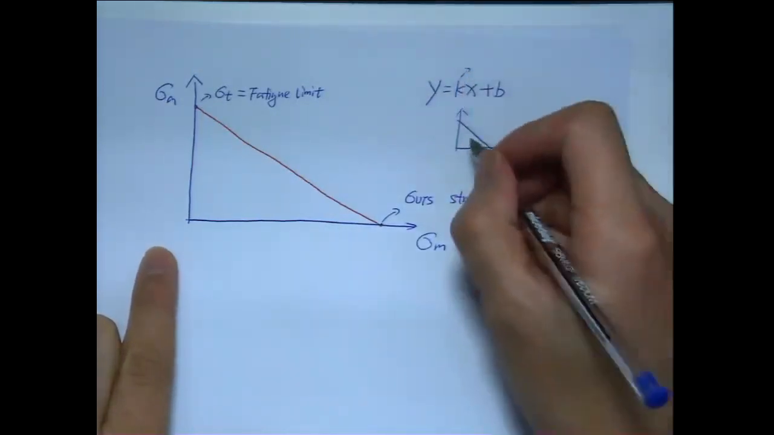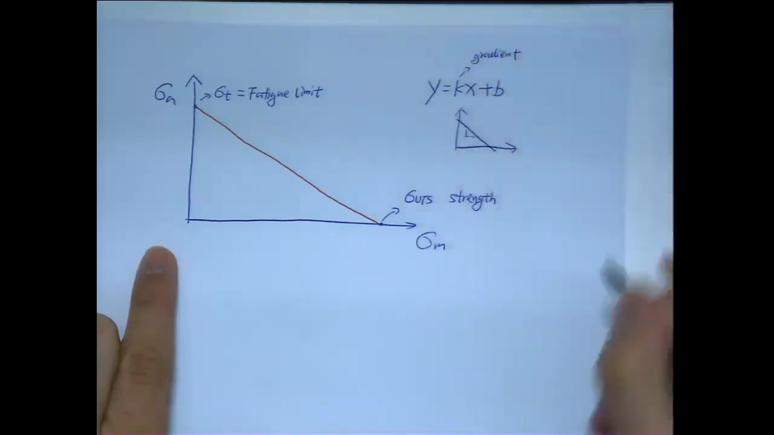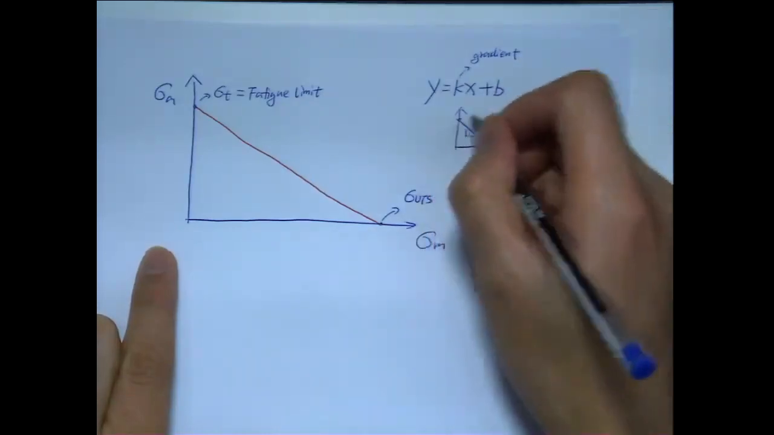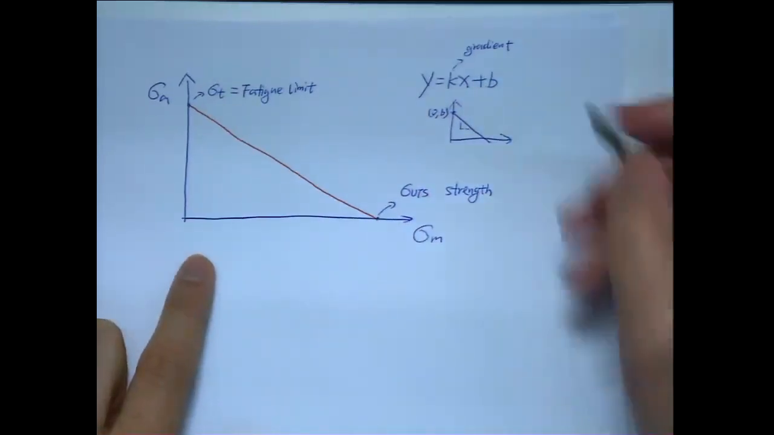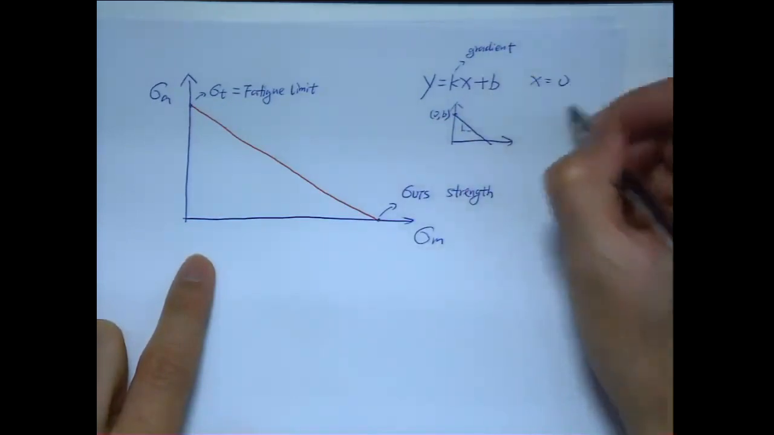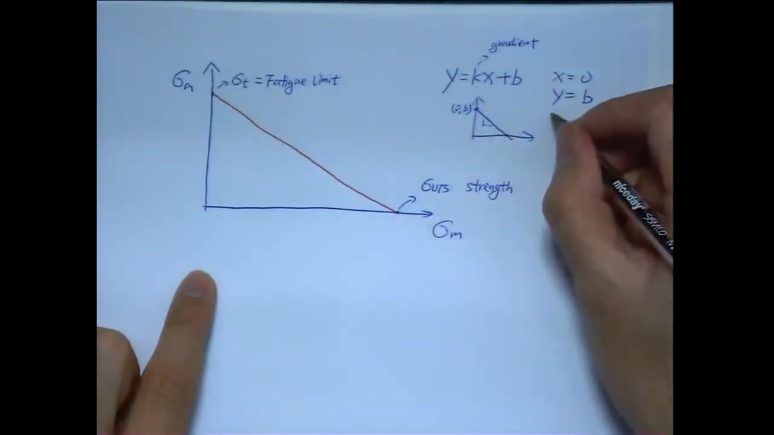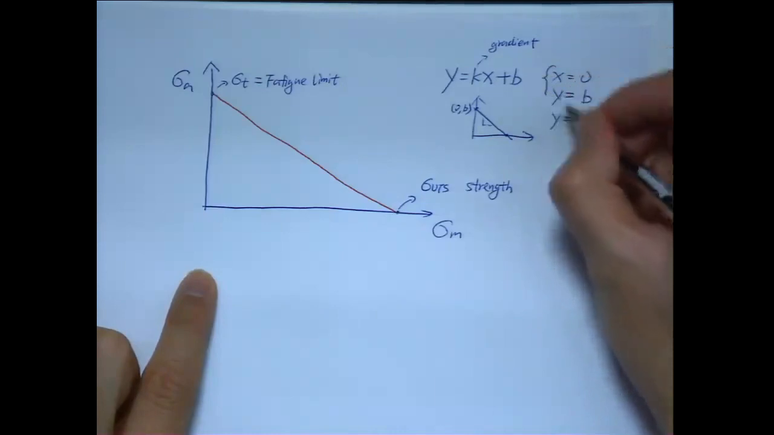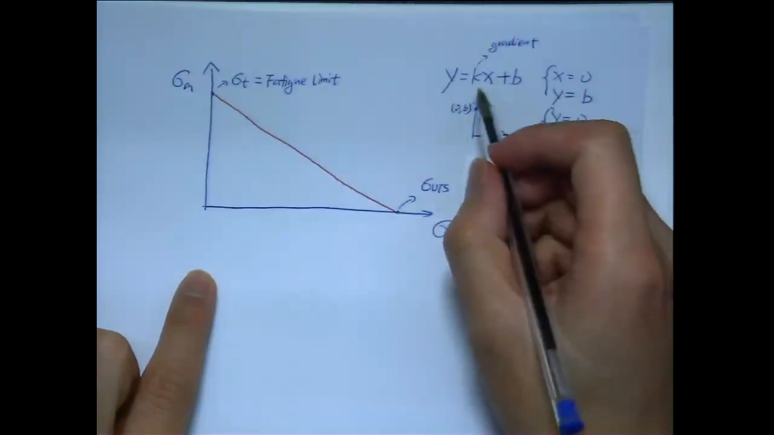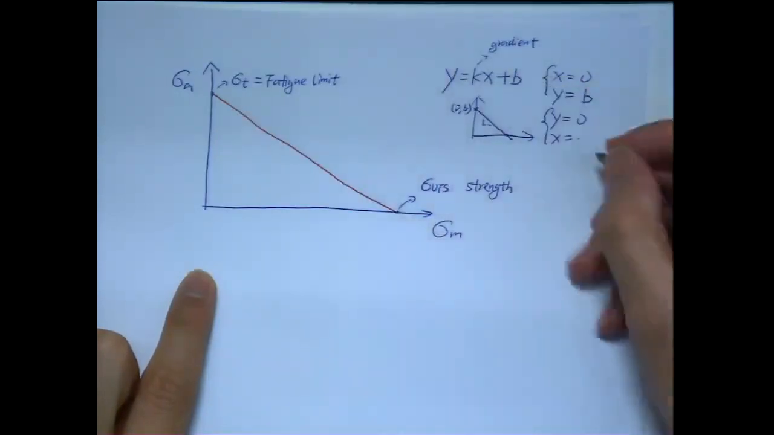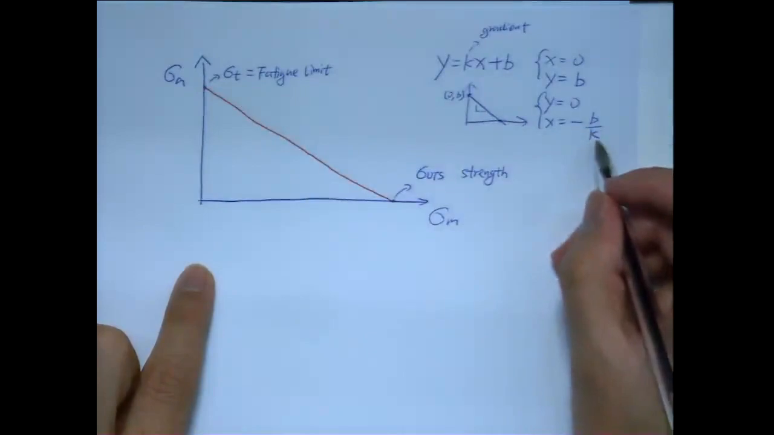So k is the gradient of your line, okay? And b is the intercept here. So say here is (0, b), that point. That means if x equals 0, y will equal b, which gives you this point. Vice versa, if you set y equal to 0, x will give you minus b over k, okay? In this case, k has a negative sign.